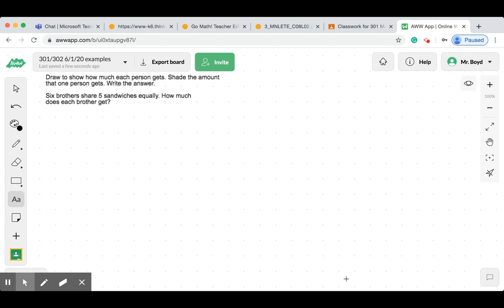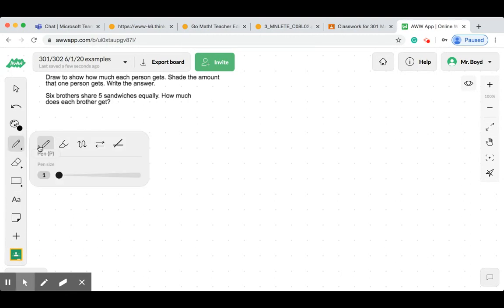This example says, draw to show how much each person gets, shade the amount that one person gets, write the answer. So, 6 brothers share 5 sandwiches equally. How much does each brother get? So I know there are 5 sandwiches. So I'm going to draw my 5 sandwiches.